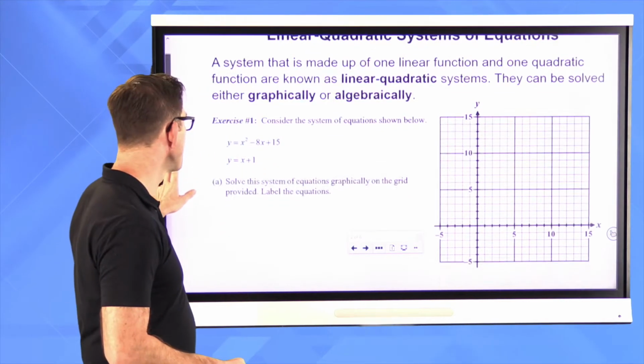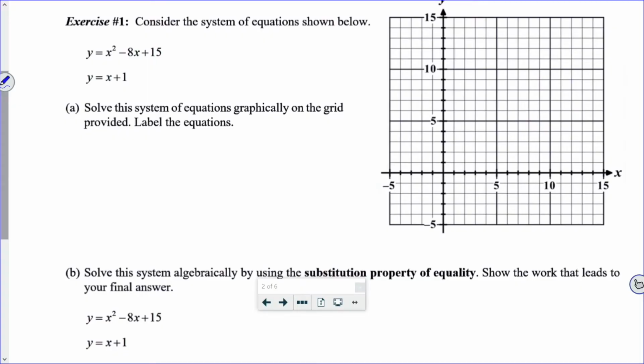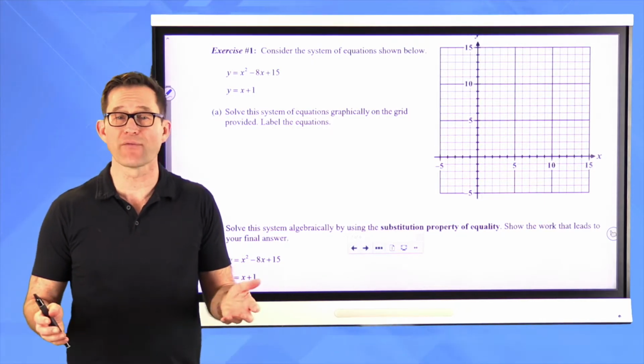So let's bring them up. Exercise number 1. Consider the system of equations shown below: y equals x squared minus 8x plus 15, and y equals x plus 1. Letter A: Solve this system of equations graphically on the grid provided. Label the equations. All right, so let's remember how to solve a system of equations graphically.